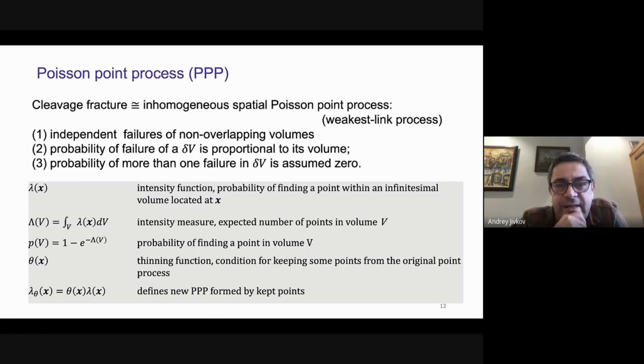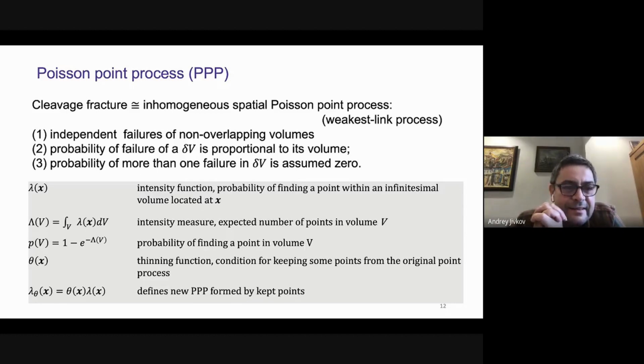And the major assumptions behind this process are that the failures that may happen are independent when the volumes in which they happen are non-overlapping. So we have independent failures, which allows us to formulate it as a weakest link. The second assumption is that the probability of failure in an infinitesimal volume is proportional to the volume. And the probability of more than one failure in an infinitesimal volume is 0. So these are the three assumptions that lead to the equations. I must admit, I don't know whether the original model, which you may have heard is called the Beremin model, has been based exactly on this way of thinking, but it leads to the same result.